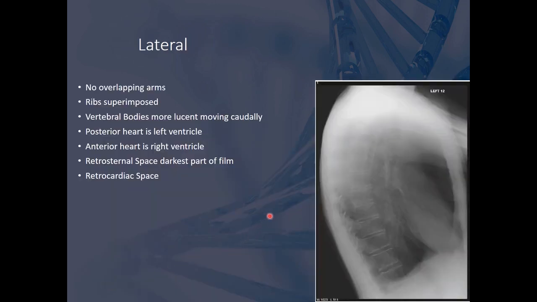A lateral, something that is looked at for specific pathology. Basically, when you're looking at this in regards to either interpretation or to know that the film is produced correctly, you don't want to see the arms overlapping, obviously. The ribs become superimposed, the vertebral bodies are more lucent. The posterior aspect of the heart is the left ventricle. The anterior aspect of the heart is the right ventricle. We have a retrosternal space and a retrocardiac space.